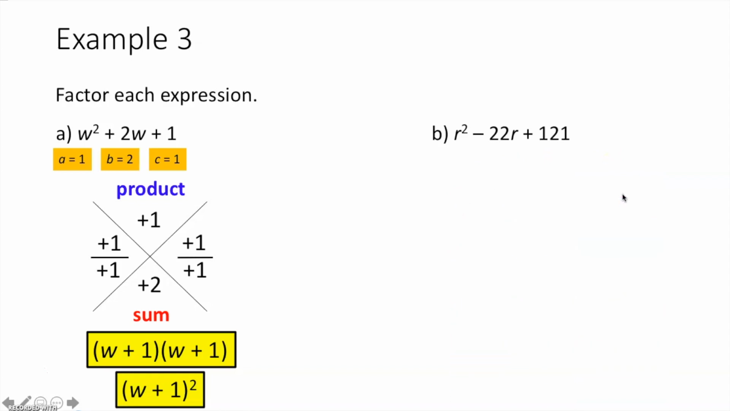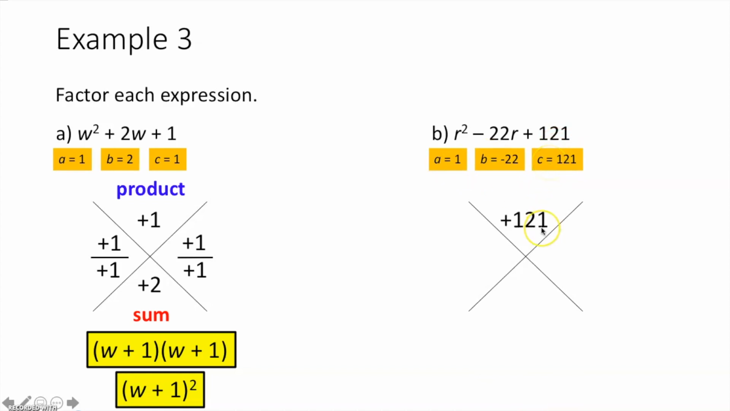But let's say you forgot that. You can always just use magic X. Here, again, there's nothing to factor out, so we just go, our a value is 1, our b value is negative 22, and our c value is 121. You create a magic X where a times c goes on the top, and your b value goes on the bottom. What 2 numbers multiply together to make positive 121 and add together to make negative 22? That would be negative 11 and negative 11.